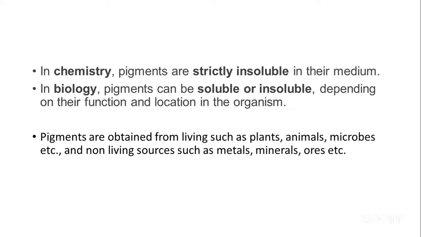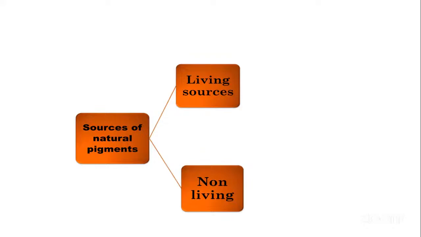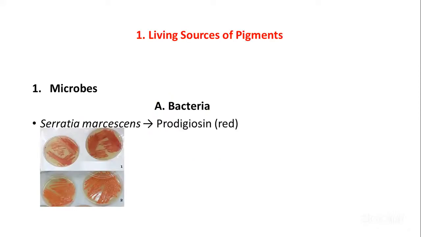Now let's talk about the sources of pigment. Pigments are generally obtained from living sources and non-living sources. As you can see on the screen, sources of pigment: living sources and non-living sources. In living sources of pigments, there are three classes: first is microbes, second plants, and third animals. We'll start with the first class, which is microbes.